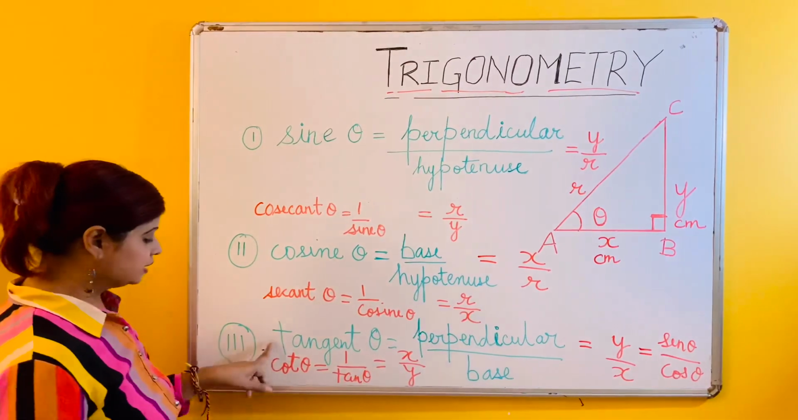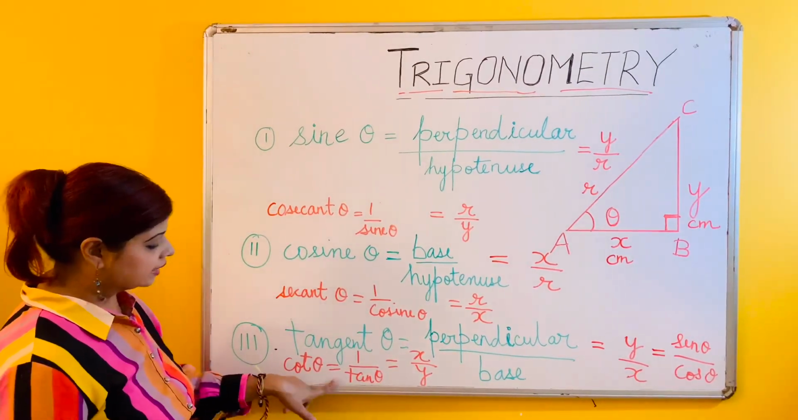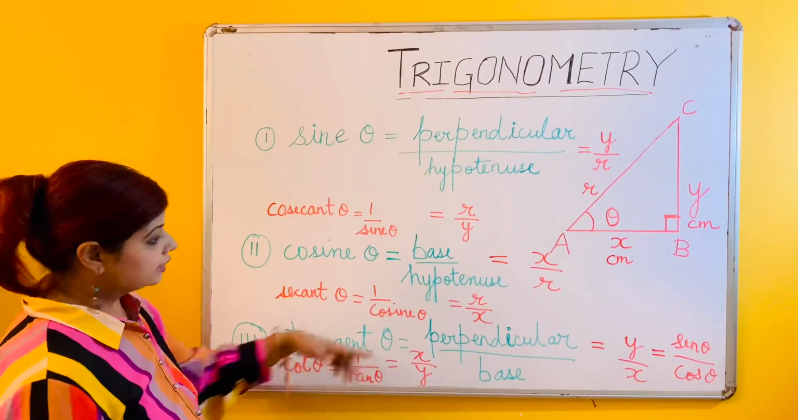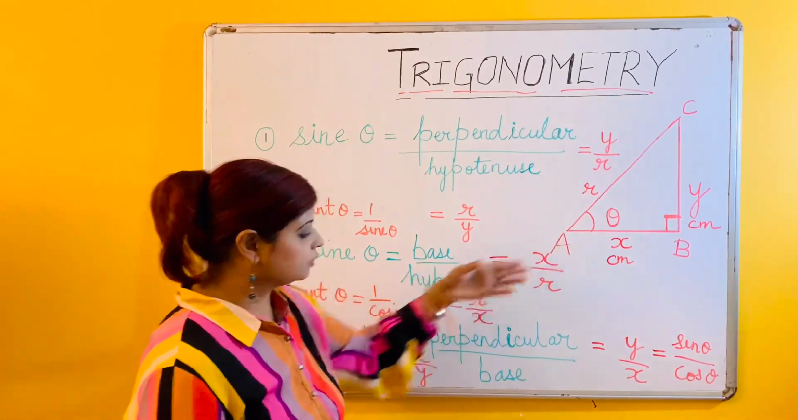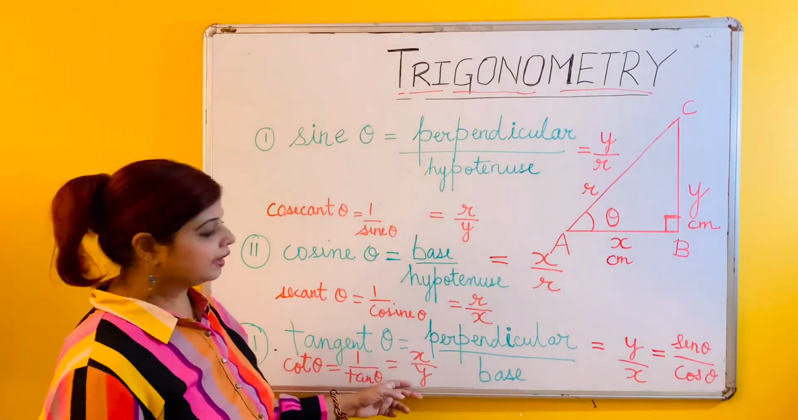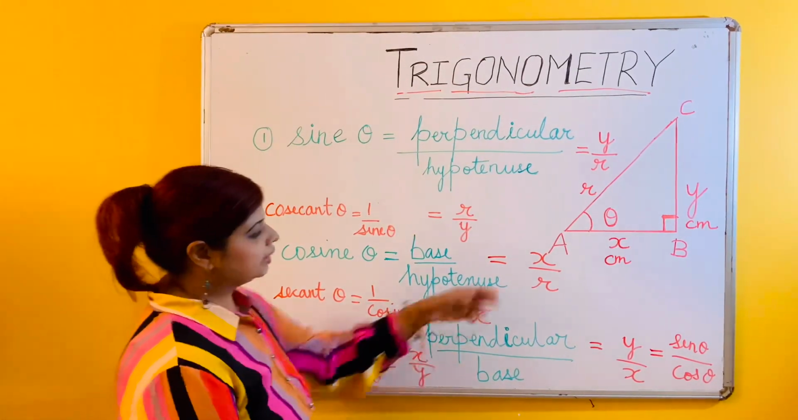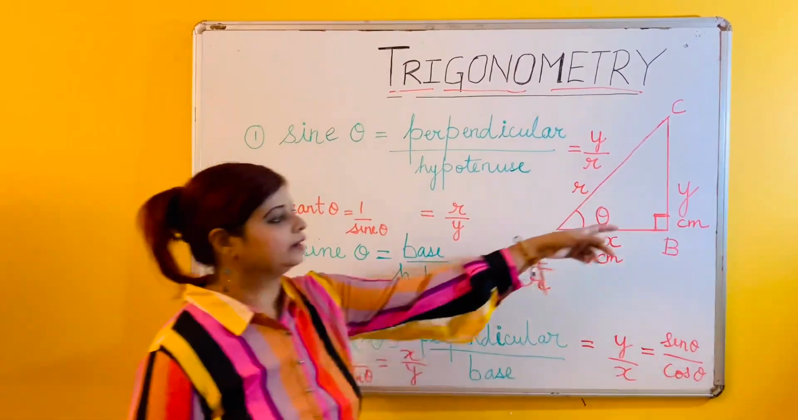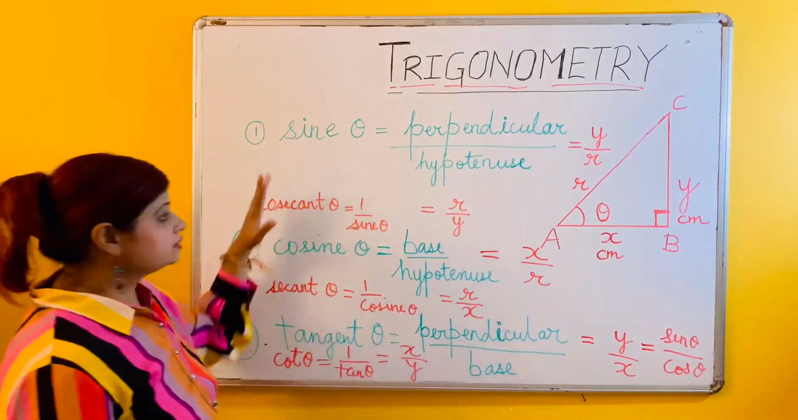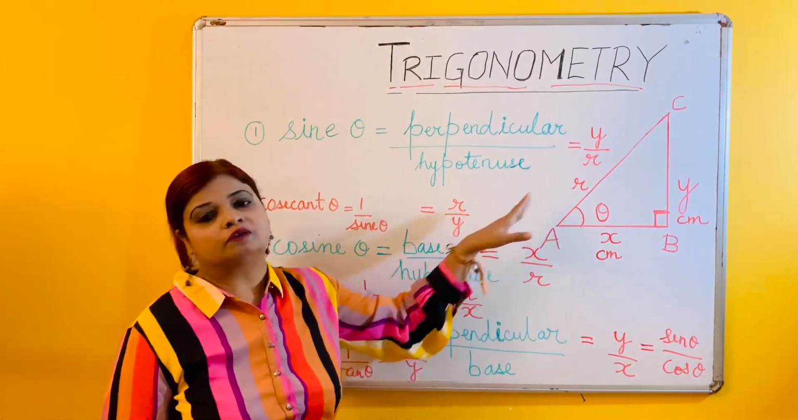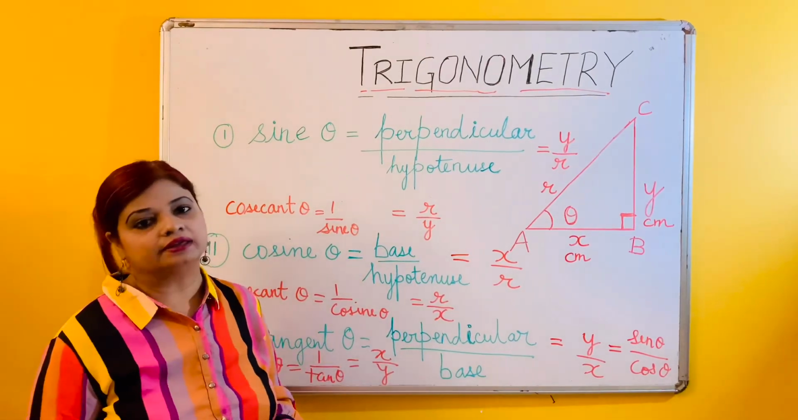And the same with cot theta. Cot theta is again the inverse of tan theta. Since tan theta is equal to y by x, cot theta will be equal to x by y. And x is the base, and y is the perpendicular. So these are the 6 ratios which are expressed in terms of the three sides of a right angle triangle.